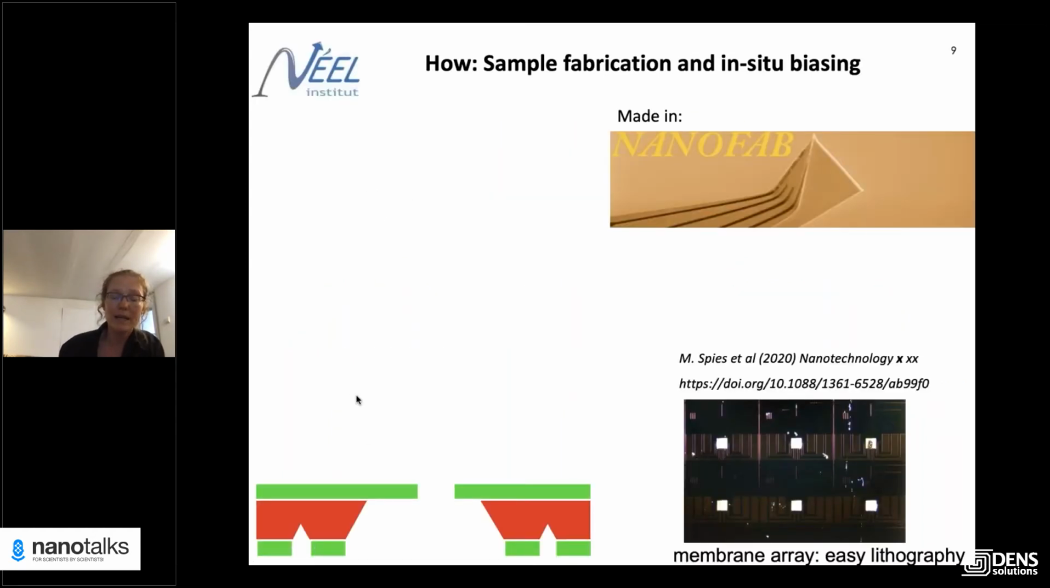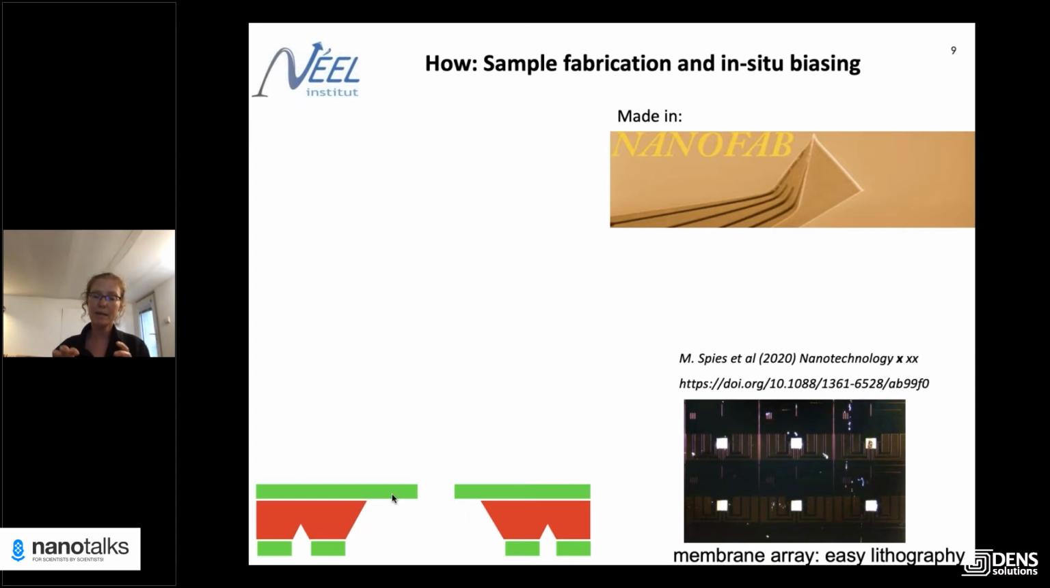So when I started this activity in 2010 in my institute, Institute NEO, in the clean room nano fab, they had already mastered fabricating these silicon nitride membranes. Since then, we have optimized their fabrication for correlated and in situ TEM experiments. So we fabricate these membranes on the 4-inch wafer scale. So there are many, many membranes on one wafer.